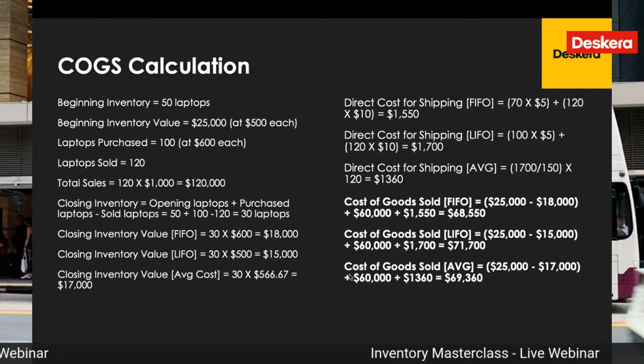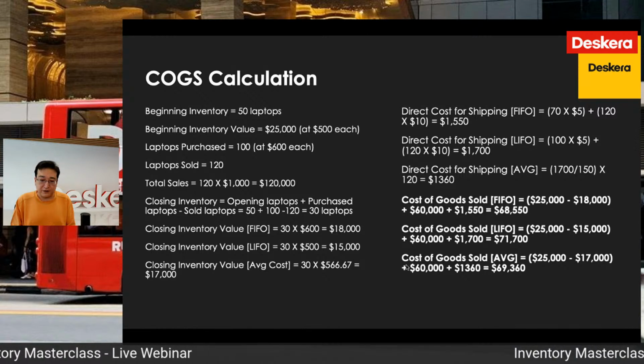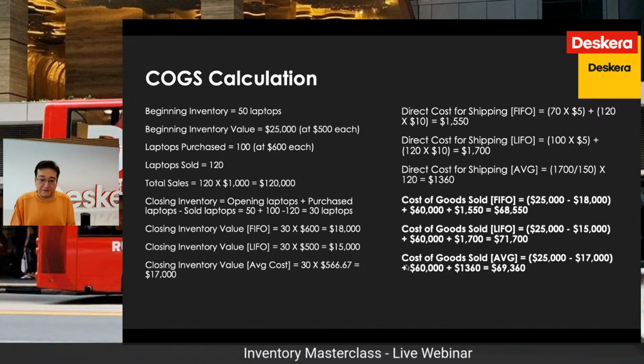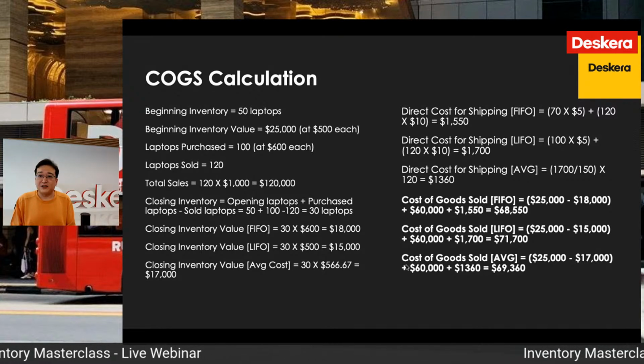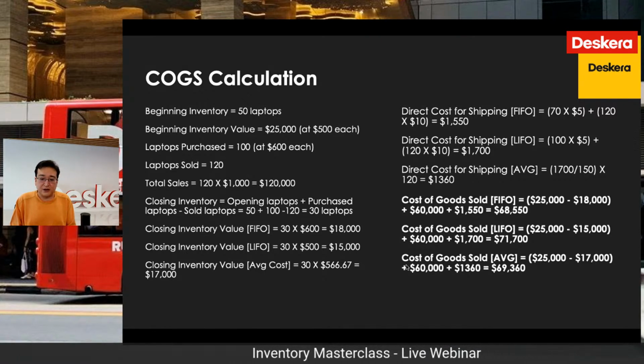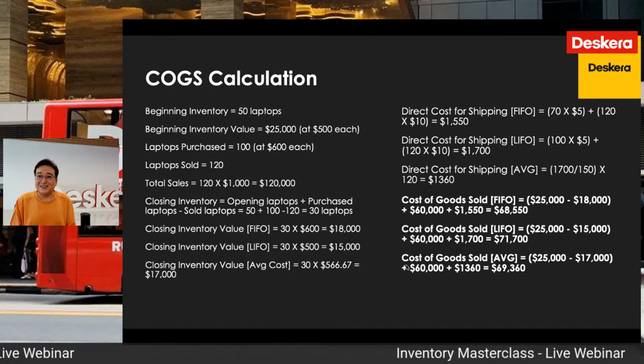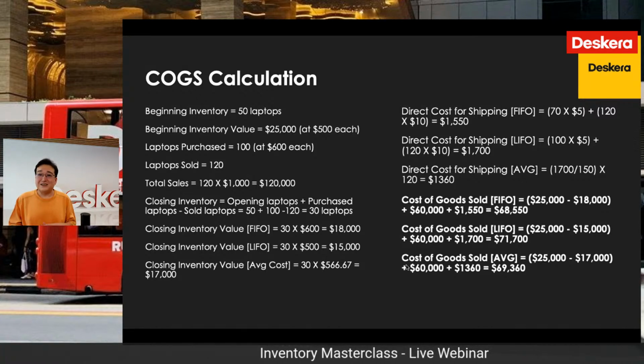It's a very complicated formula, but from what I can see, the closing inventory value really changes if you use FIFO, LIFO, or average cost. From 18,000 to 15,000 to 17,000, so it completely changes based on which methodology, and can change the value of your inventory. And as you mentioned earlier, FIFO is showing a larger amount than LIFO, so you can see it really does affect your books and what you're reporting.